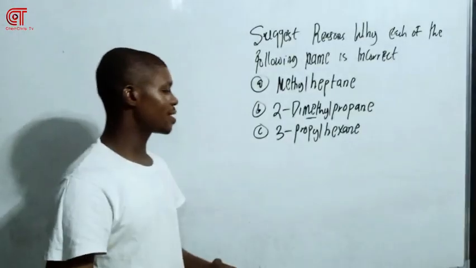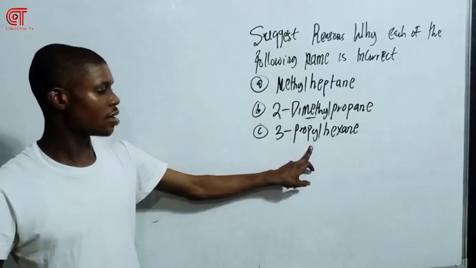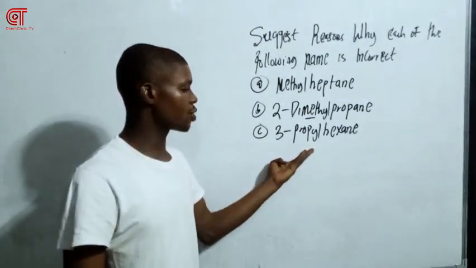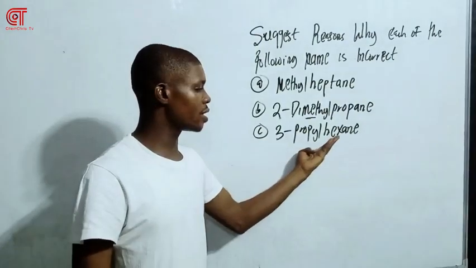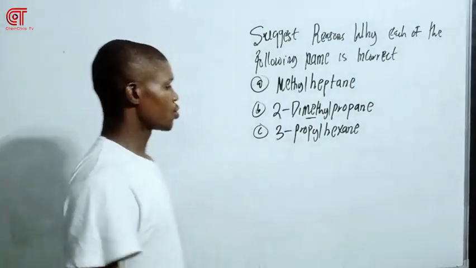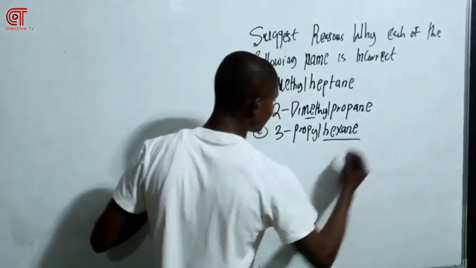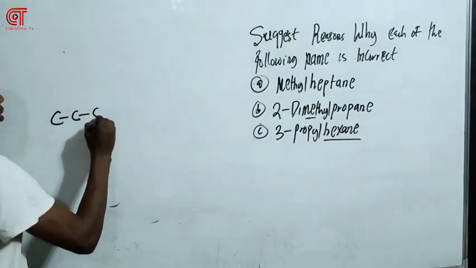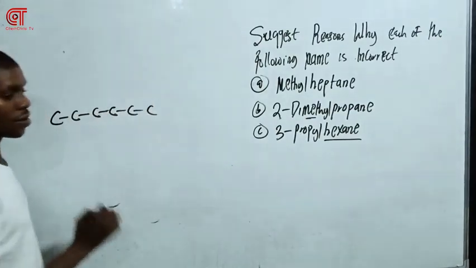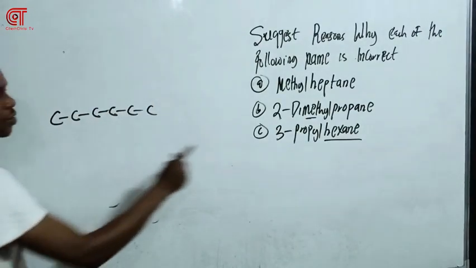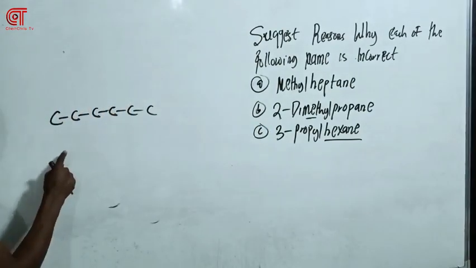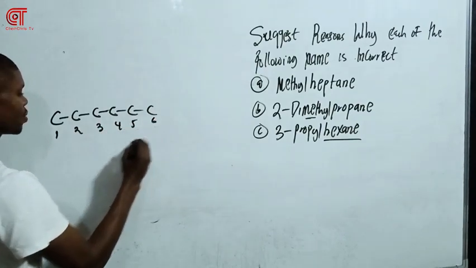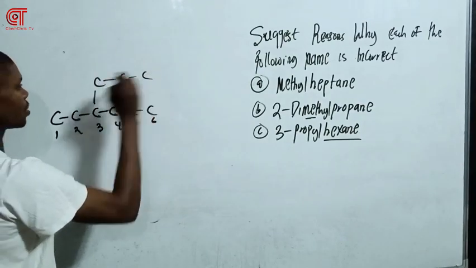So now look at the C part. Here we have 3-propylhexane. So now let's check. The first thing to do here is draw the structure of this one. So here we have hexane. Hexane is what? 6 carbon atoms, right? We have 1, 2, 3, 4, 5, 6. Do you understand? Now we have what we call propyl. That is at carbon number 3. I have a propyl group. So here we have 1, 2, 3.